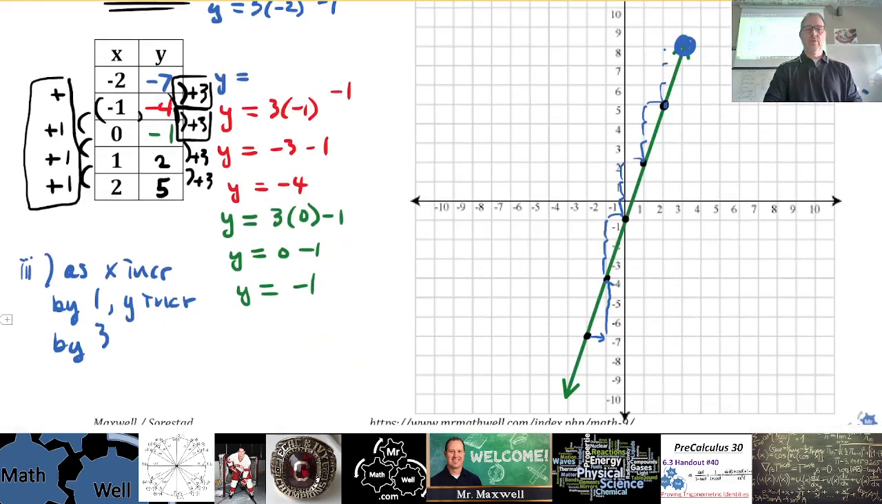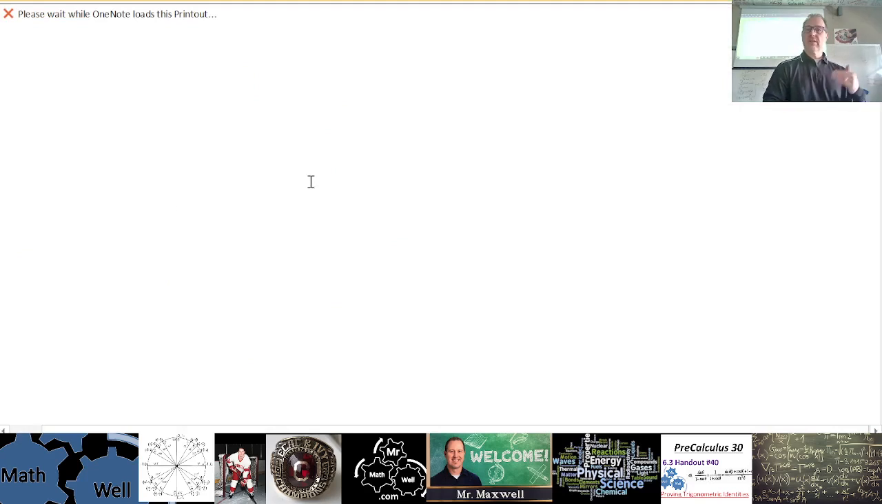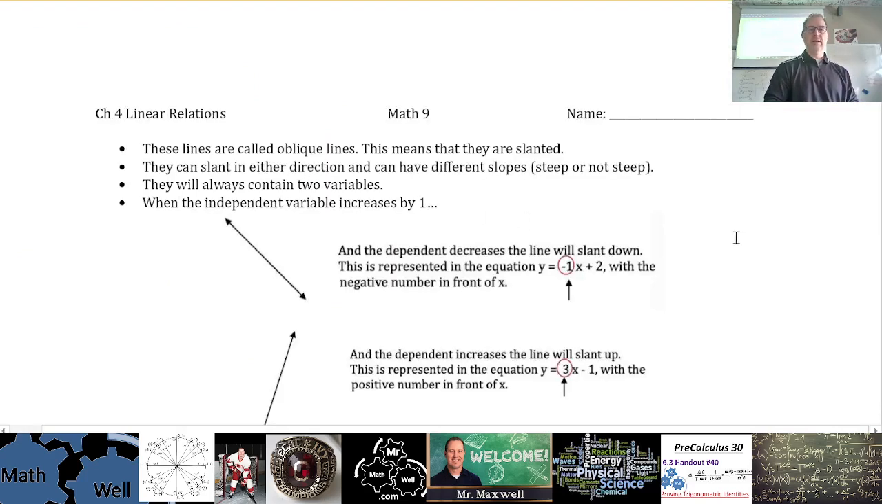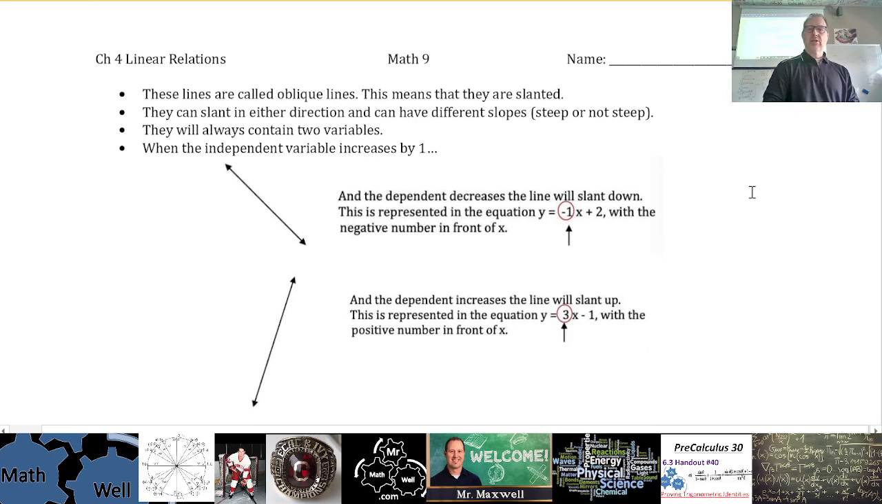All right, it's super important. So we will be revisiting that in your notes, but let's continue on here. So the lines that we're talking about here, and these are the picture of the 2 lines that we would have graphed here just now.